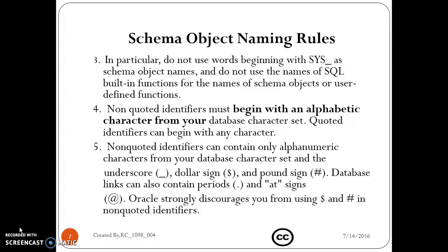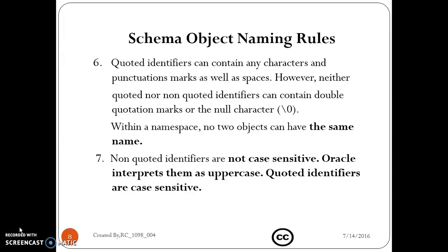Oracle strongly discourages you from using dollar and hash in non-quoted identifiers. Quoted identifiers can contain any characters and punctuation marks as well as spaces. However, neither quoted nor non-quoted identifiers can contain double quotation marks or the null character. Within a namespace, no two objects can have the same name. Non-quoted identifiers are not case sensitive. Oracle interprets them as uppercase. Quoted identifiers are case sensitive.